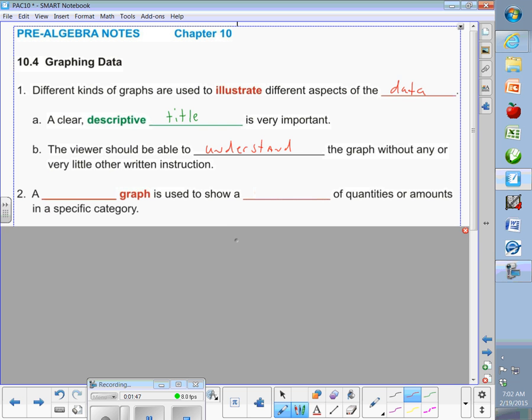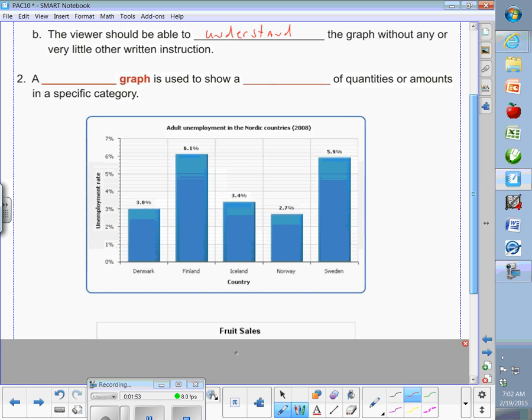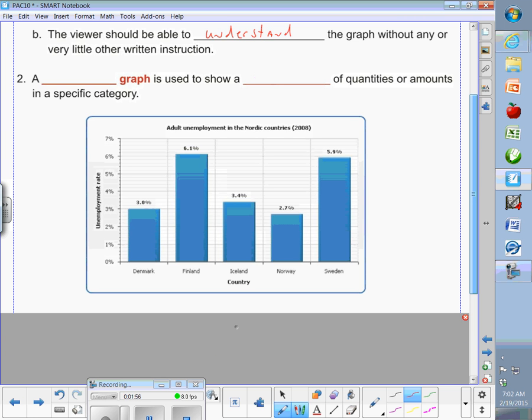All right, let's take a look at our first one here. And actually, let me move this shade off here. And you can see we've got our first graph here. Do you know what this one is called? Any idea what kind of graph that is? This is a bar graph. A bar graph, very common, used all the time.